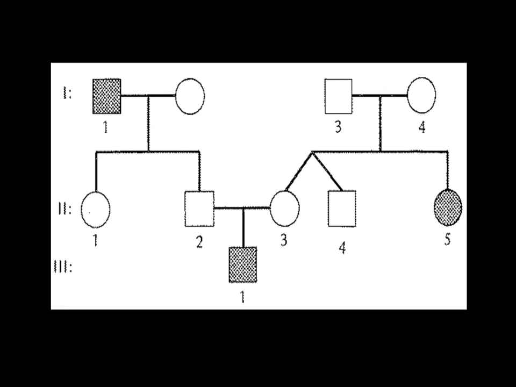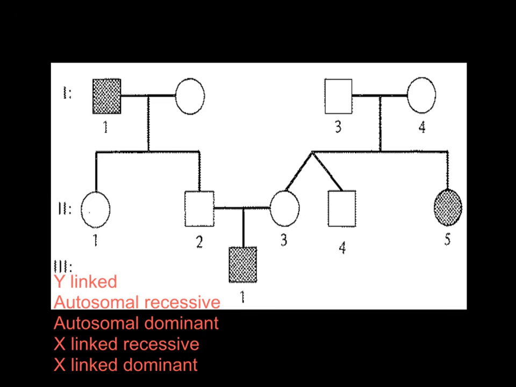Okay, so how do we start out trying to figure out what type of mode of inheritance we have in a specific pedigree? First, what I like to do is list all my possible modes of inheritance, so as I read through the pedigree, I can cross them off one by one. I always put Y-linked at the top of my list because it's the easiest to rule out or support, and then I move through the autosomal and then X-linked modes of inheritance.